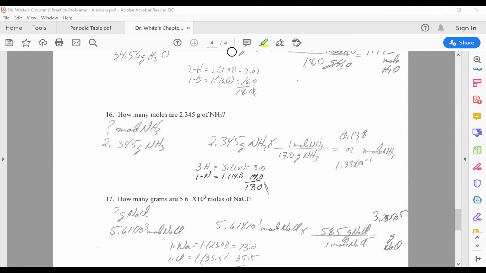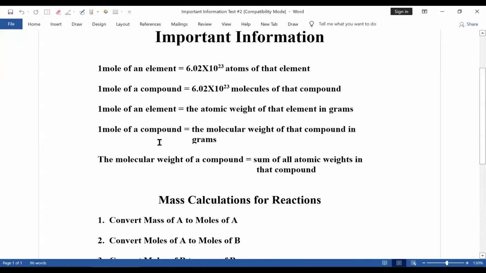How do you proceed? Well, first of all, let's go back to important information. 1 mole of a compound equals the molecular weight of that compound. How do you get the molecular weight? Well, we just did that. The molecular weight is the sum of all atomic weights. So this will be given to you on test number 2. I used to make students memorize it. Now I'm just testing your knowledge of chemistry, not how good you can memorize things. And I think that's a good thing. 1 mole of a compound equals its molecular weight in grams.